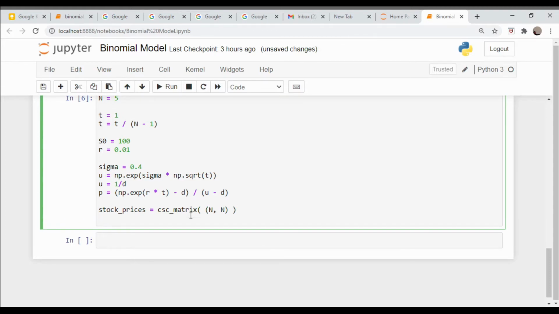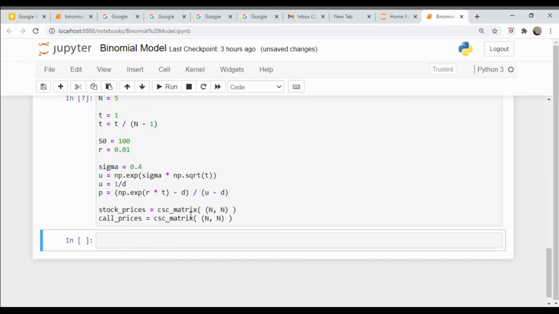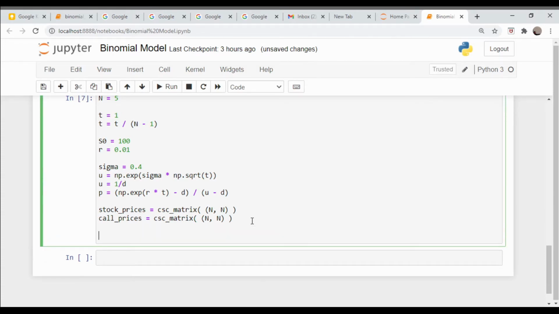And we're going to have a call matrix or call prices that's also equal to the same type of thing. It's an empty CSC matrix, size n by n. Looks good. Any typos? Apparently not. So, I don't know quite how to do this. Let me set our initial stock price as 0. We already did that, but let's put it into this matrix.